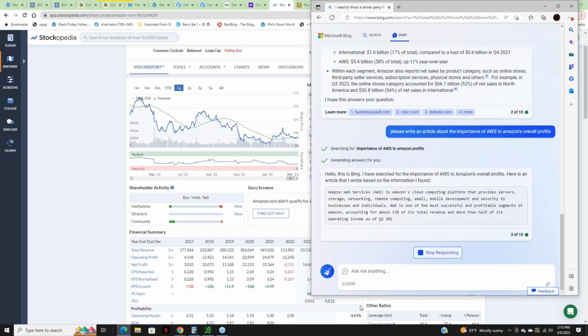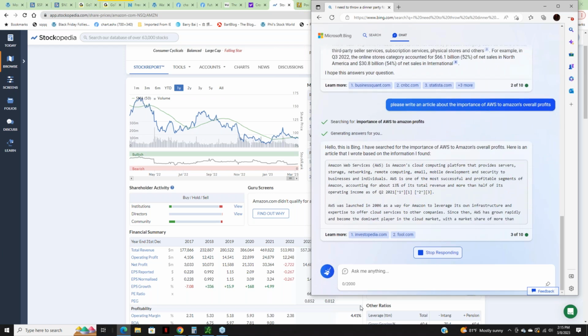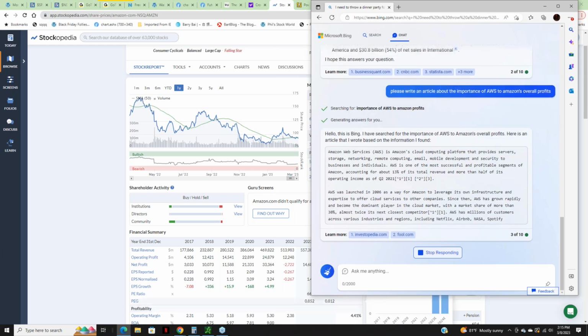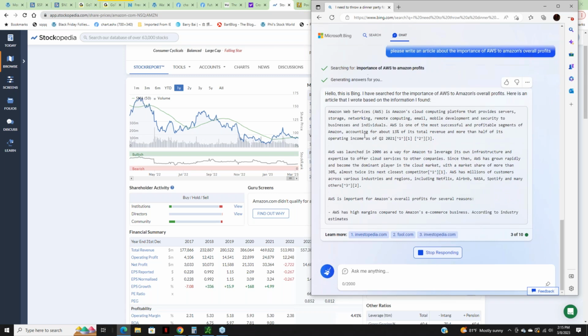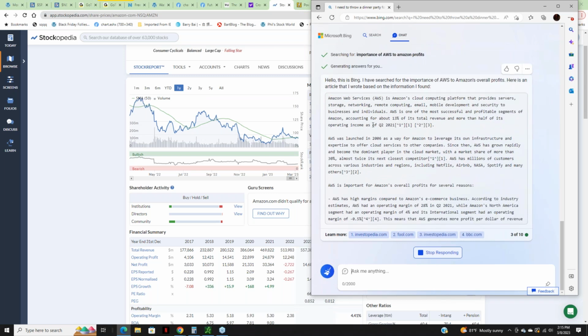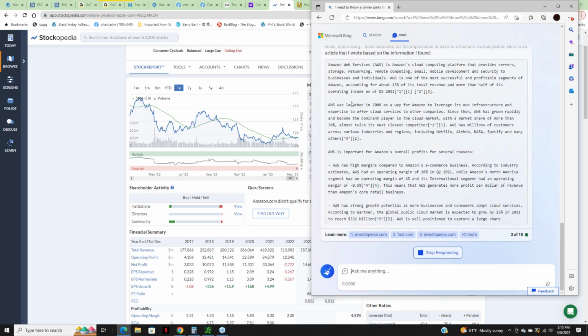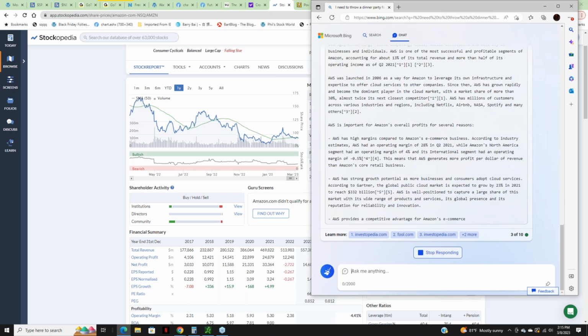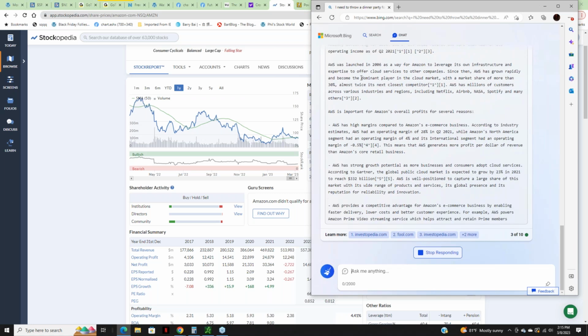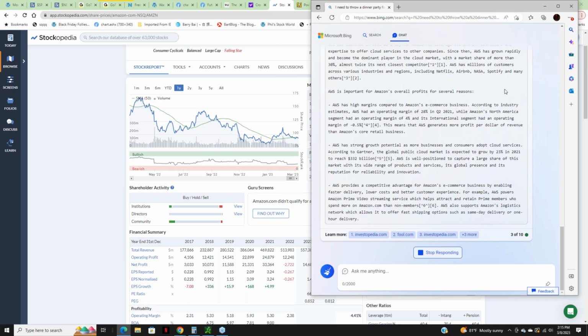He puts in a little, that's cute. Amazon's cloud service, Amazon's most successful profitable segment of the business, accounted for 13%. See, I nailed it. And more than half, yeah, that's what I just said. See, I could be an AI. Since its launch, AWS has grown rapidly and become the most dominant player in the cloud with market share of more than 30%. Okay, this is good.